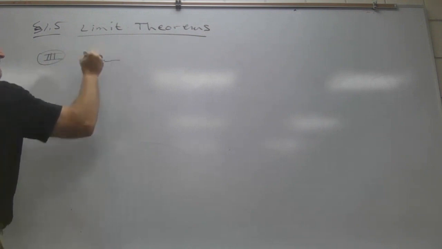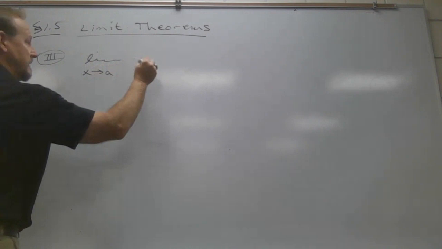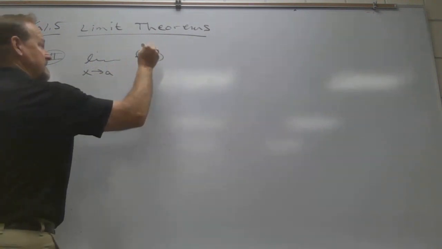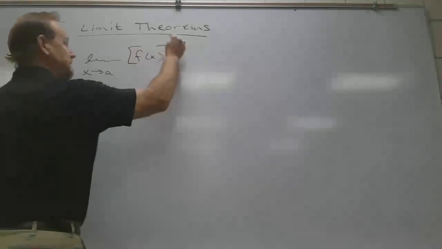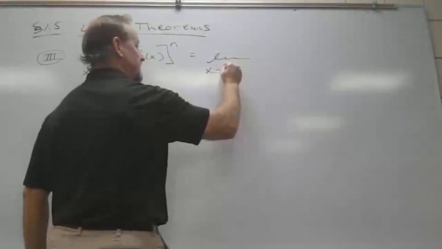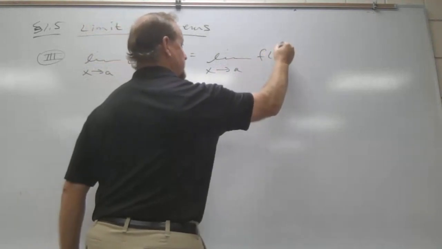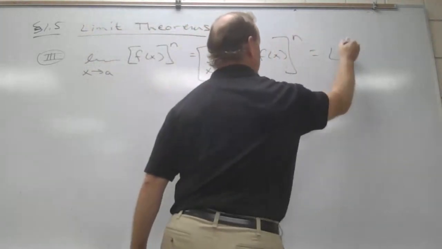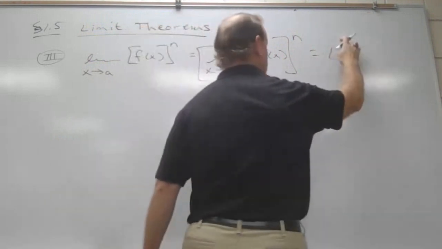If I've got the limit as x approaches a of f of x, quantity to the nth power, then this is going to equal the limit as x approaches a of f of x, that quantity to the nth power. In other words, this is going to equal L to the nth power.